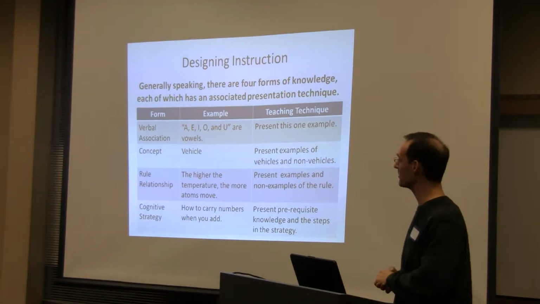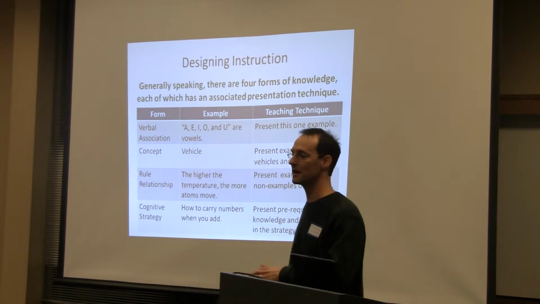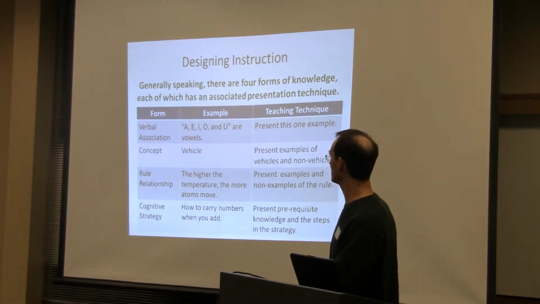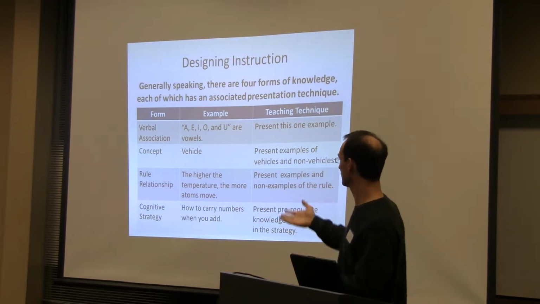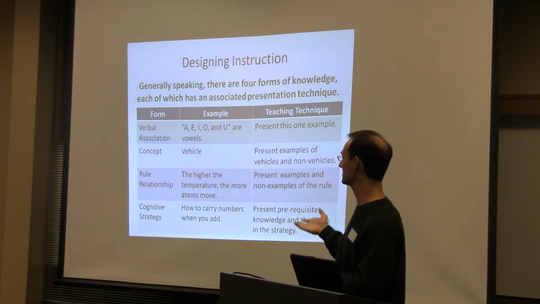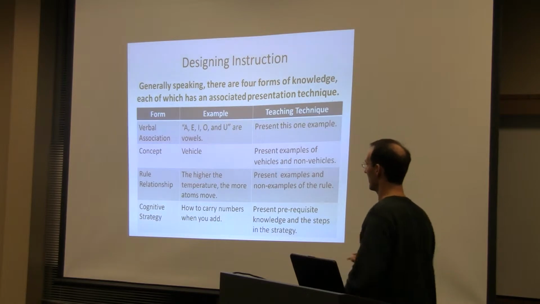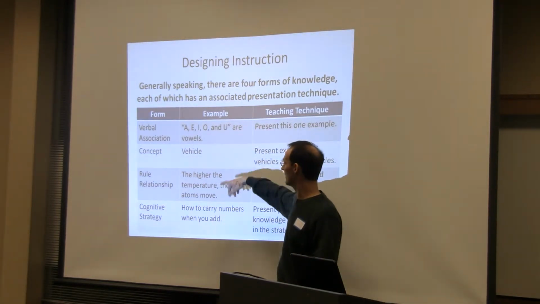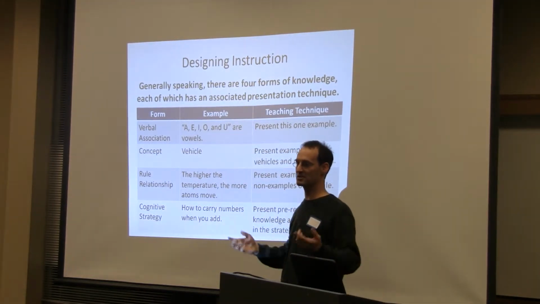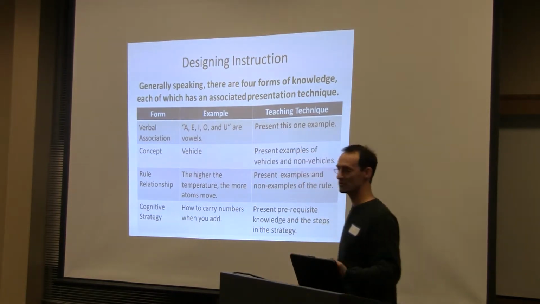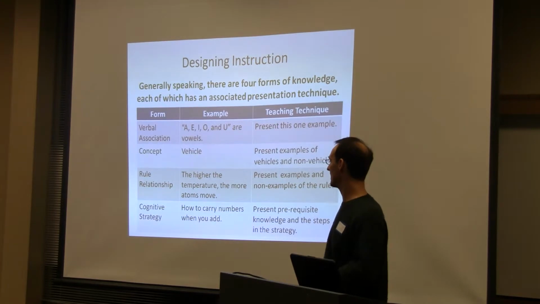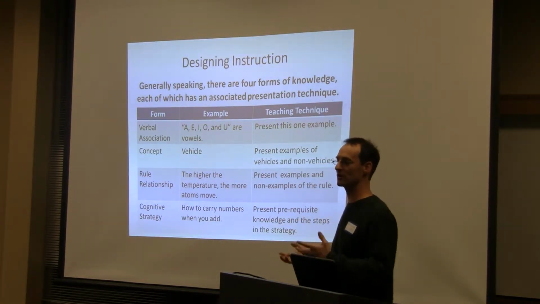All right, the other thing for direct instruction, generally speaking, another insight from the direct instruction folks, there are 4 forms of knowledge. So if you're trying to analyze things, there's verbal association, concepts, rule relationships, and cognitive strategy. So, you know, A, I, O, U are vowels. Concept of a vehicle is a generalization of cars and boats and trucks and things like that. Rule relationships, the higher the temperature, the more atoms move. And cognitive strategy would be something like the procedure used to carry numbers.